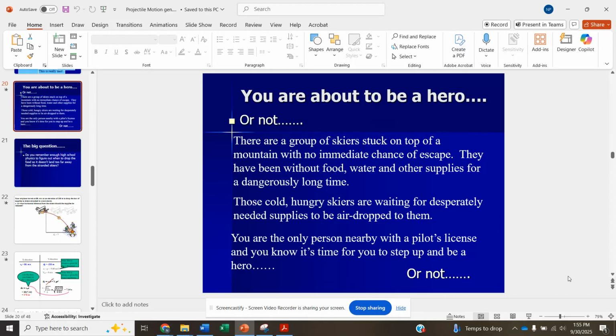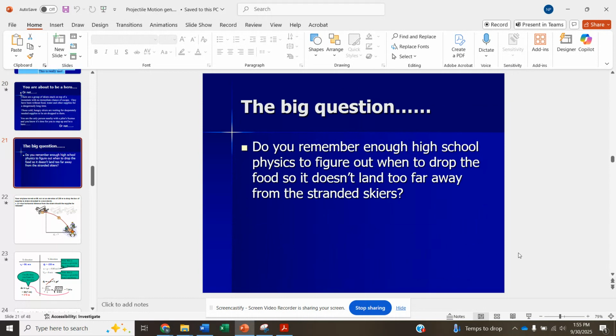So here's our second problem. To give us some context here, there's a group of skiers stuck on top of a mountain with no immediate chance of escape. They've been without food, water, and other supplies for a dangerously long time. The cold, hungry skiers are waiting for desperately needed supplies to be airdropped to them. You're the only person nearby with a pilot's license, and you know it's time for you to step up and be a hero. So do you remember enough high school physics to figure out when to drop the food so it doesn't land too far away from the stranded skiers?